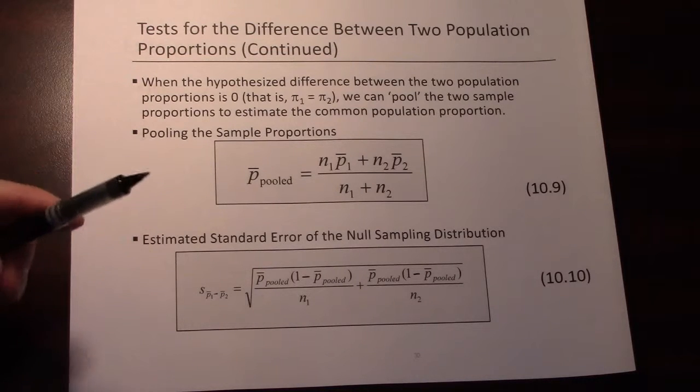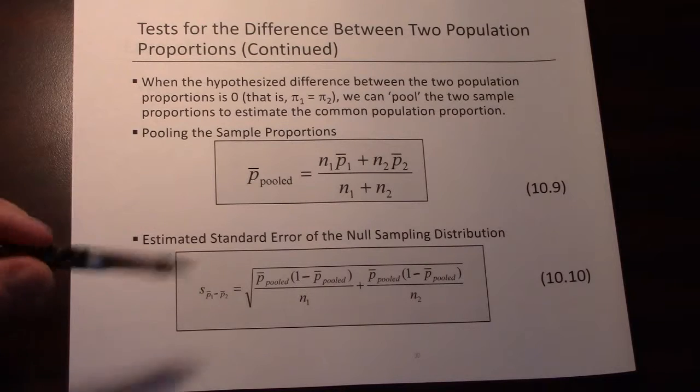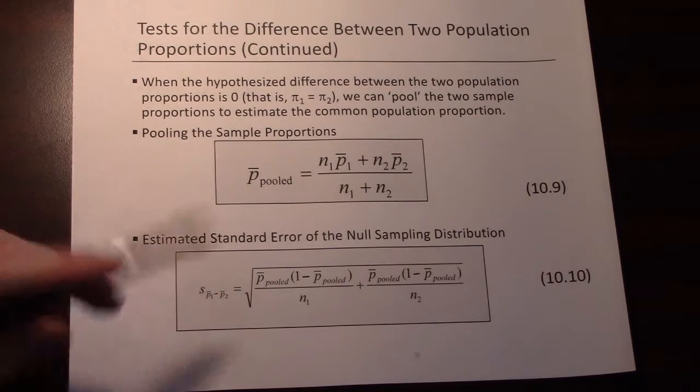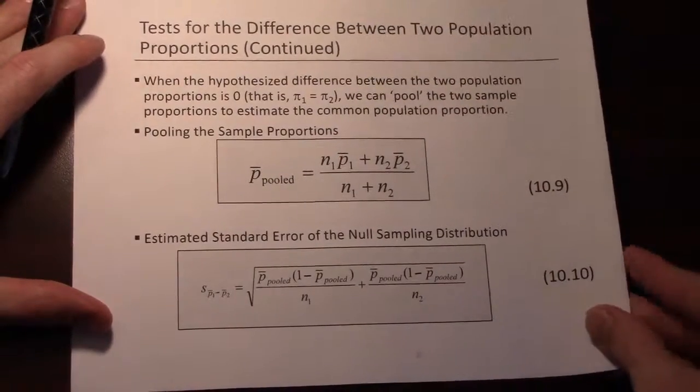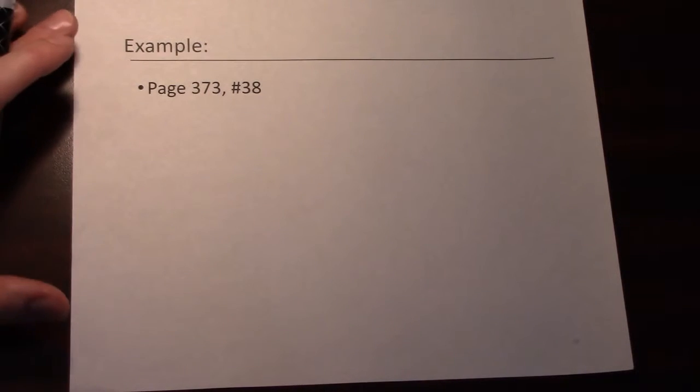One more time, you're going to need to calculate the weighted average of the two sample proportions when you are calculating the standard error. All right, if we're in class, I would say ask if there's any questions, but I'm going to assume there's not. And we are going to do an example to make sure we're clear on this. Page 373, number 38.